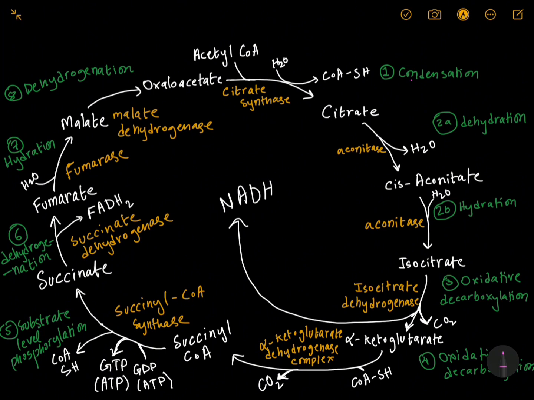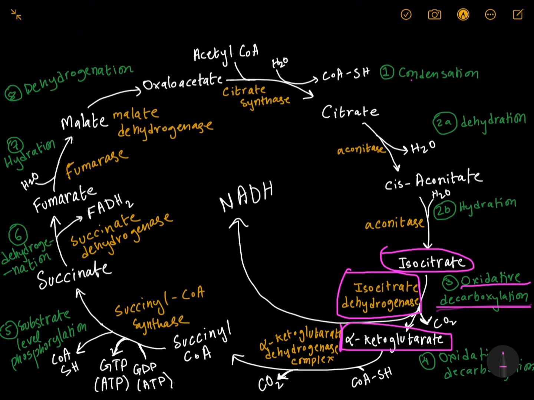In part 3, the isocitrate formed in part 2b is converted to alpha ketoglutarate, catalyzed by the enzyme isocitrate dehydrogenase. And this is an oxidative decarboxylation reaction, which basically just means that we will get carbon dioxide as a byproduct.